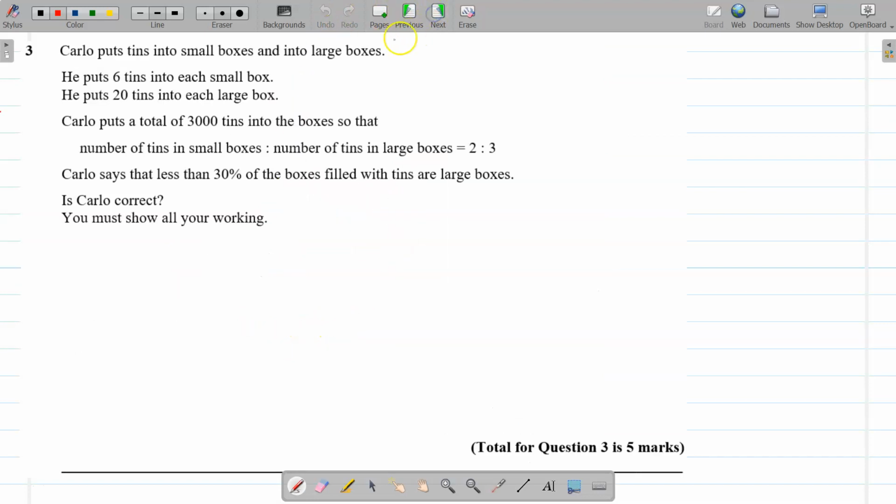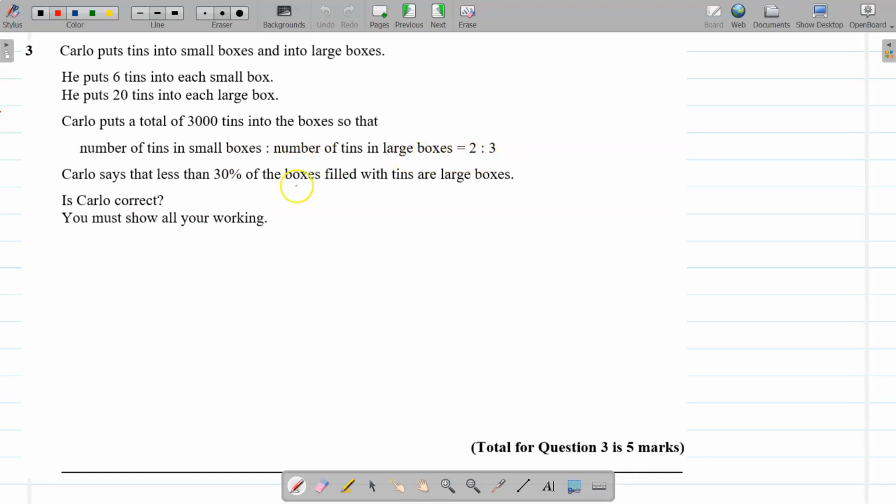Next. Right, now this is an interesting little ratio problem. You just need to make sure you've read and understood the information, because there's 5 marks here, so a bit of time is needed on this and working out to be shown. The tins are put into boxes. Every small box contains 6 tins. Every large box contains 20 tins. And 3,000 tins in total are put into the boxes, so that the number of tins in small boxes to the number of tins in large is 2 to 3.